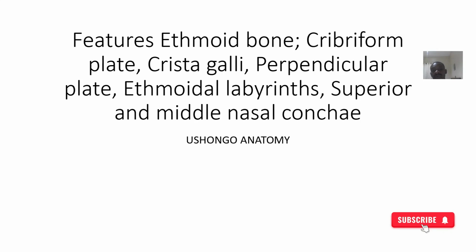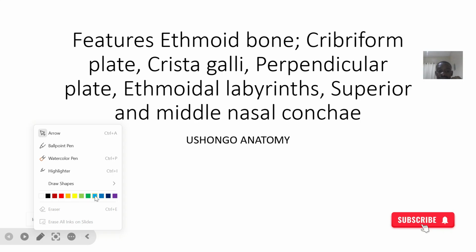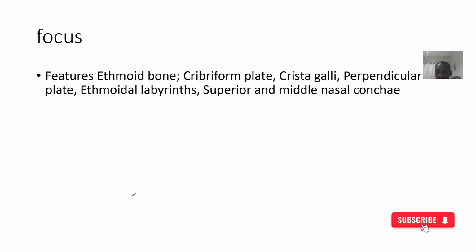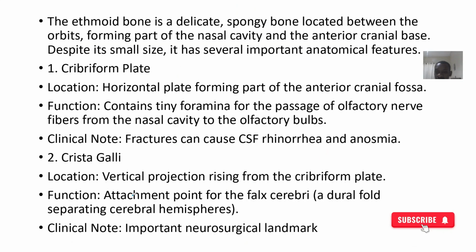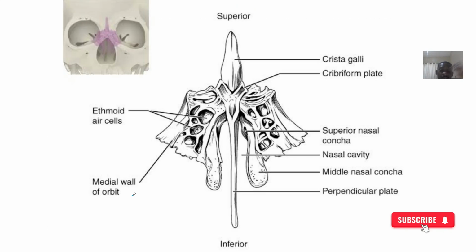known as the cribriform plate, the crista galli, perpendicular plate, ethmoidal labyrinths. Then we have the nasal concha, and you have the superior and also the middle one. So first is the structure of the ethmoid bone. It's another view of it, and you can see where this bone is located.